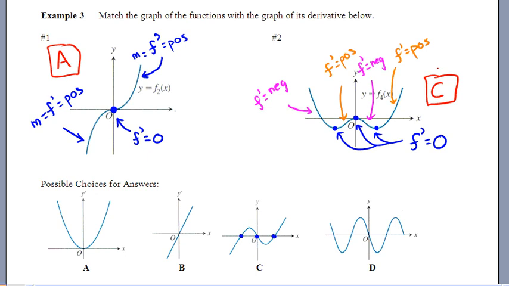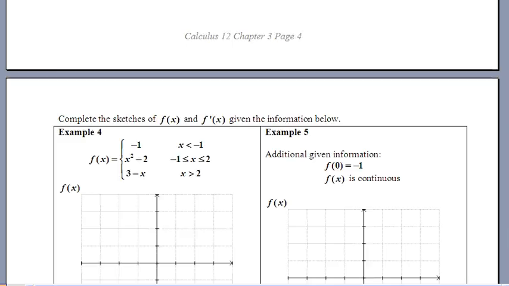So the task here is to look at the slope of the graph of f and say, okay, the slope of f, which is in the top in this story, has to be the y value of f prime. Those are the graphs down below. All right, let's keep trying this game of linking the 2 graphs together.